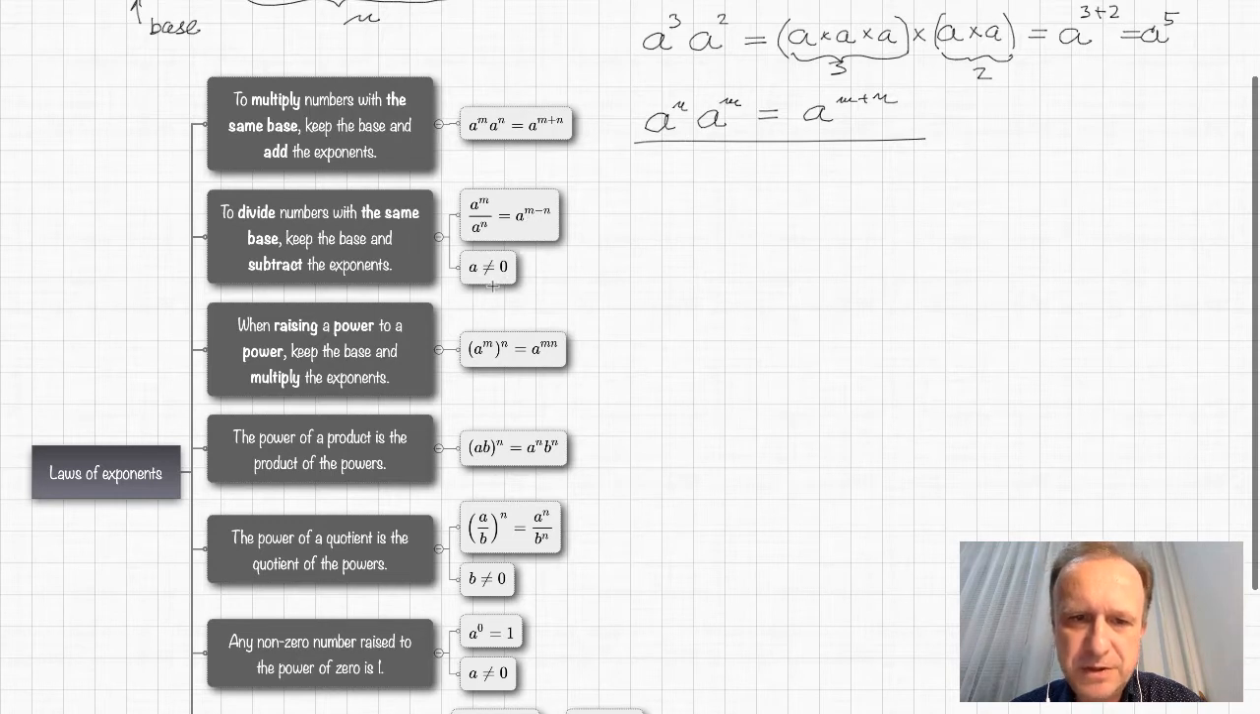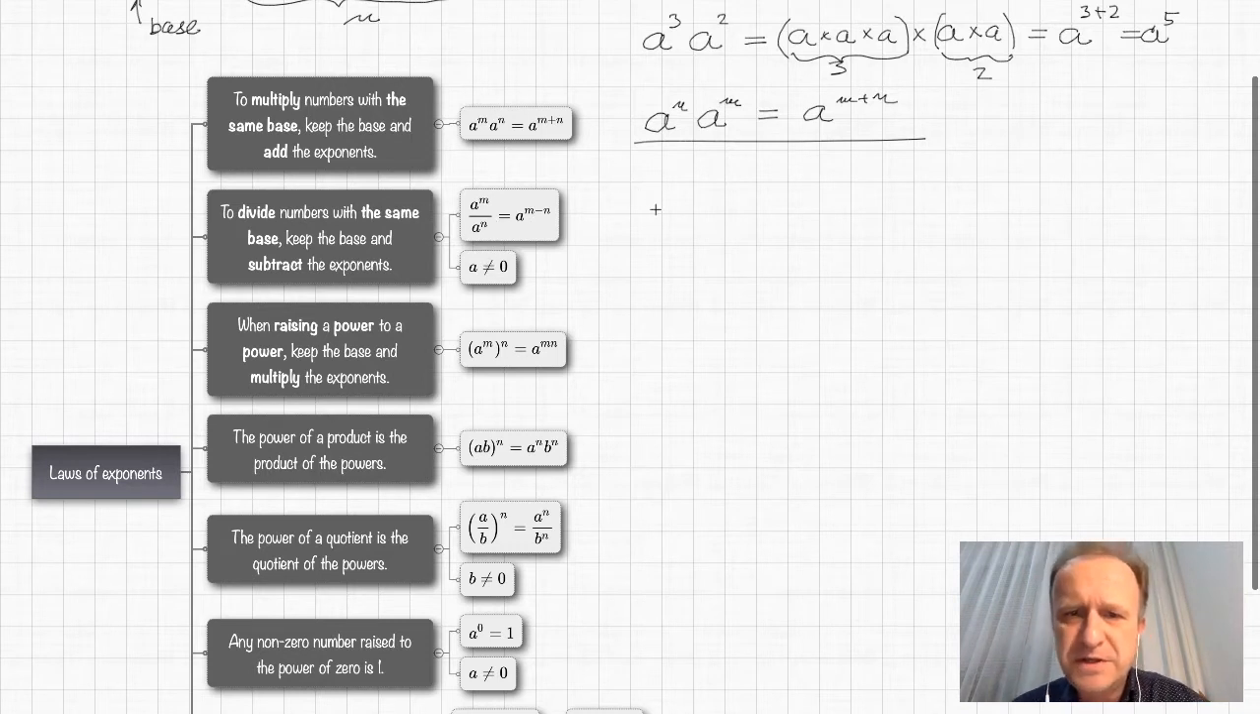There is a condition that has to be satisfied. For this to make any sense, a cannot be 0, because if a was 0, there would be 0 in the denominator for positive n, and therefore you would run into trouble. So there is this essential condition that has to be true: a is different from 0, so you have to have a non-zero base here.